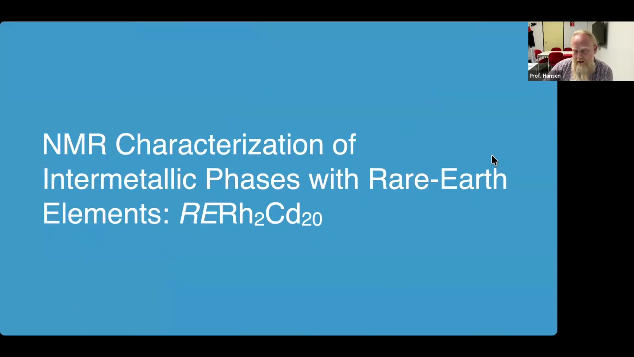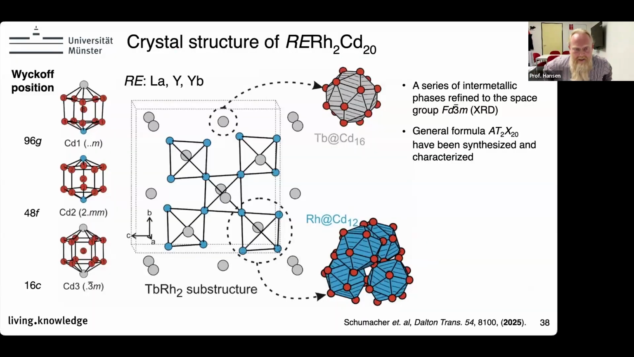Now I'd like to go to another case where we looked at intermetallic phases with rare earth elements. It is based on this rare earth rhodium-cadmium phase. Just to get you going a little bit, this is the structure, and this is what we also use to assign the signals. It is a crystal structure shown here. It can be refined using XRD methods to the space group F-43m, with inversion symmetry, axis, and a mirror plane. In the project, we looked at different combinations, and what I would like to show you is this rhodium-cadmium phase.